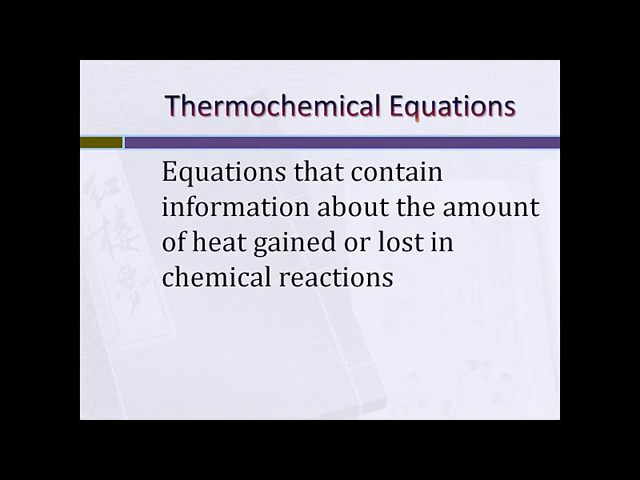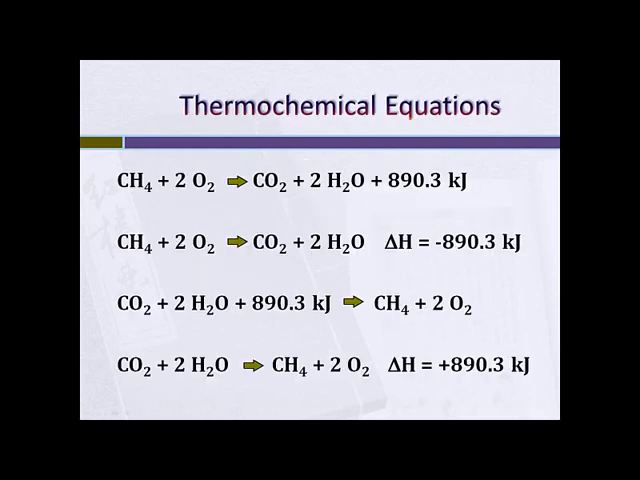And we use them in thermochemical equations. These are equations that contain the information about how much heat is gained or lost in a reaction. In the top one, the methane is burning. It is releasing 890 kilojoules of heat there on the product side. If we write it in delta H notation, it becomes negative 890 kilojoules. If the reaction occurred in the opposite direction, then the 890 kilojoules ends up on the reactant side, and the delta H becomes a positive value.